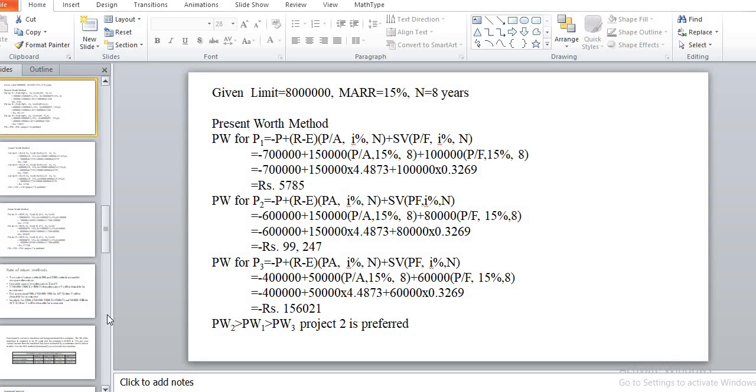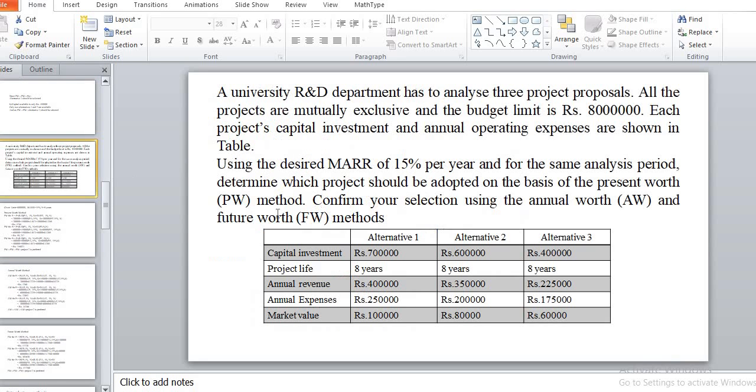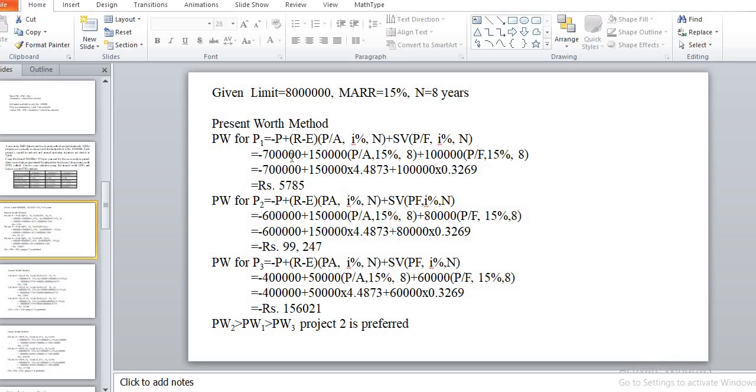This factor we should add here for the salvage value, and then we simplify this by putting these values for this particular investment: revenue, expenses and the salvage value. So for project 1, this particular investment is 7 lakh. So 7 lakh is put here.